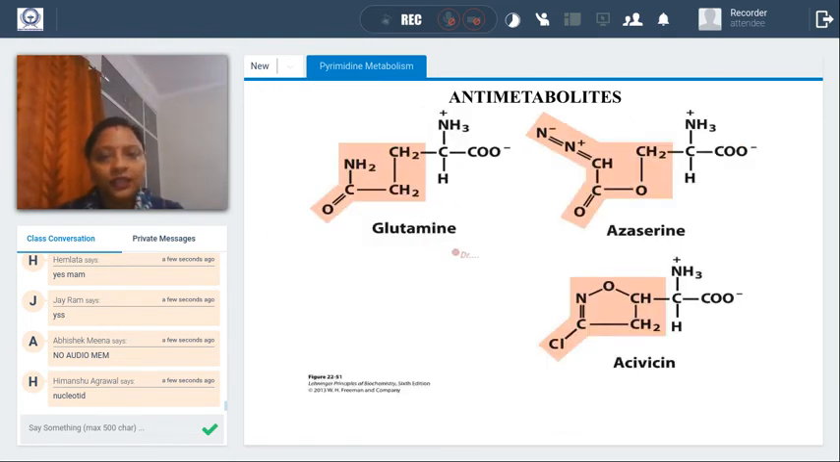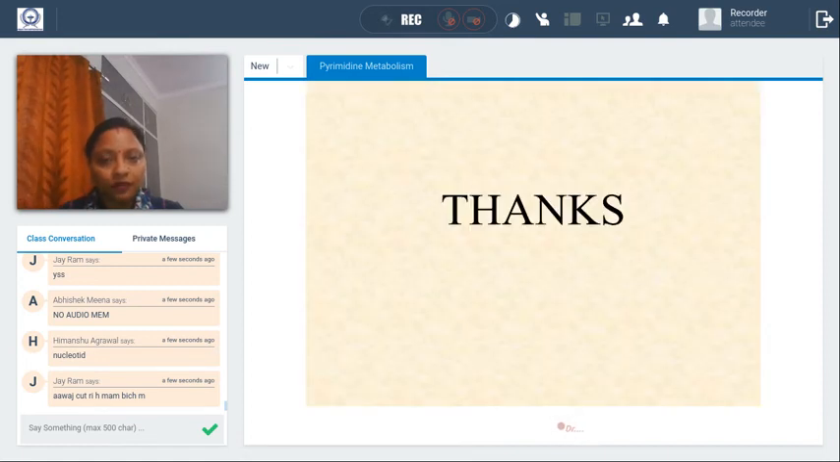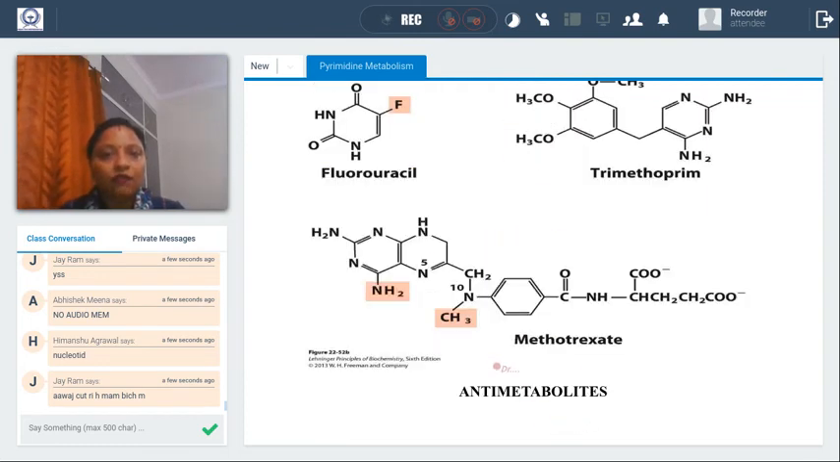Another group is glutamine analogs, which are azaserine and acivicin. It is also used in cancer therapy. These are fluorouracil, trimethoprim, and methotrexate. Fluorouracil is a thymidine analog. You all know methotrexate, a folate antagonist. Here you can see this folate antagonist inhibits dihydrofolate reductase: methotrexate, aminopterin, trimethoprim. So these are folate antagonists, and fluorouracil is a pyrimidine analog. So we can say antimetabolites are compounds which are very useful for the treatment of various diseases like cancer, malignant or benign, or various antiviral diseases.